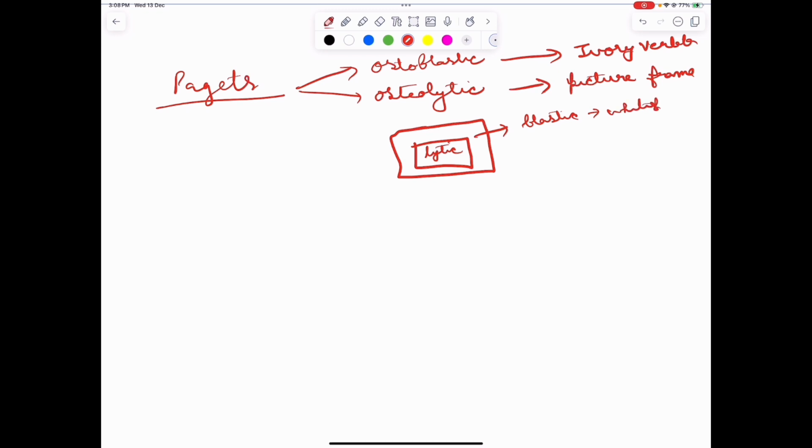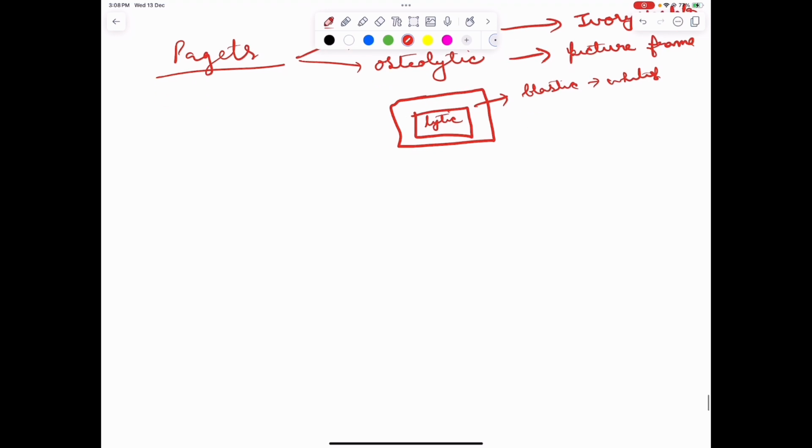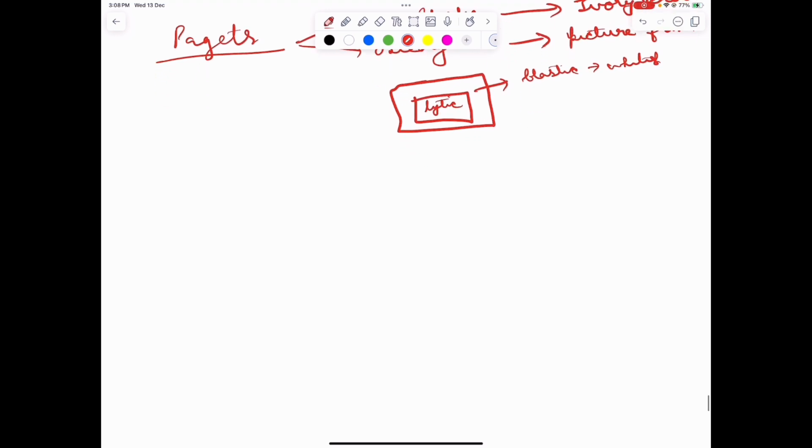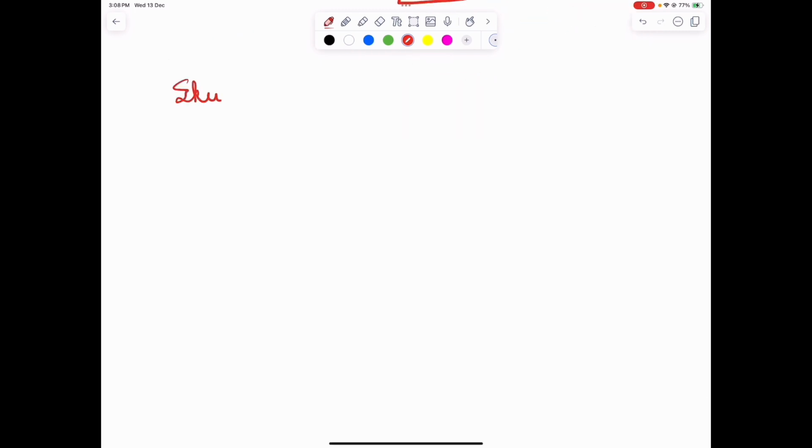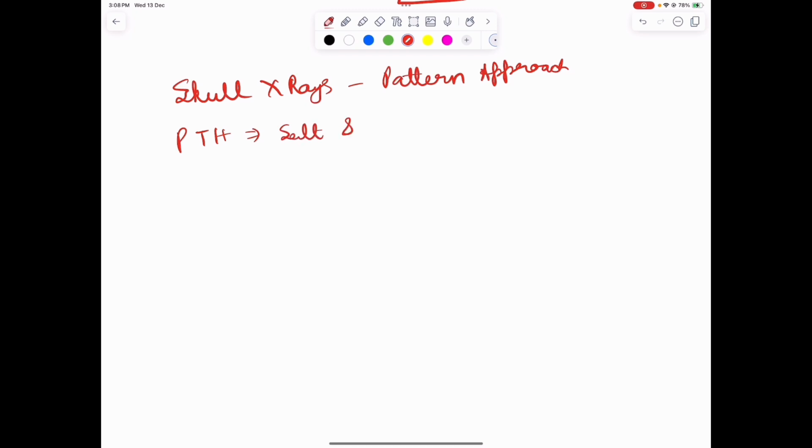Now we move on to skull x-rays. Now in skull x-rays you have to remember that you will always see salt and pepper. Now we will go through skull x-rays pattern approach. Now what we will do is that in PTH we will have salt and pepper appearance.